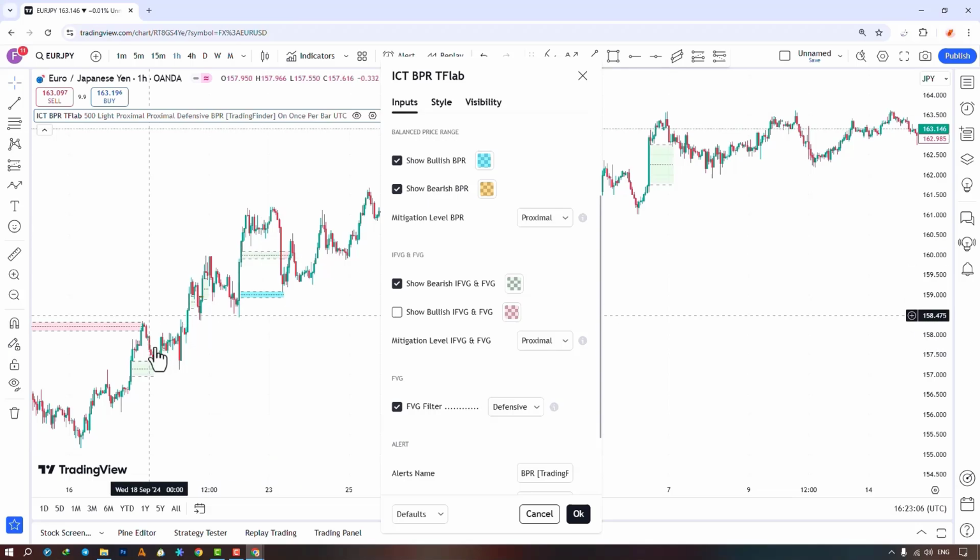Toggle bullish IFVGs with bearish order blocks. There is a bullish IFVG with a bearish order block. Adjust the mitigation level of IFVG and FVG: proximal, the nearest price level, and 50% OB, the 50% level of the range.